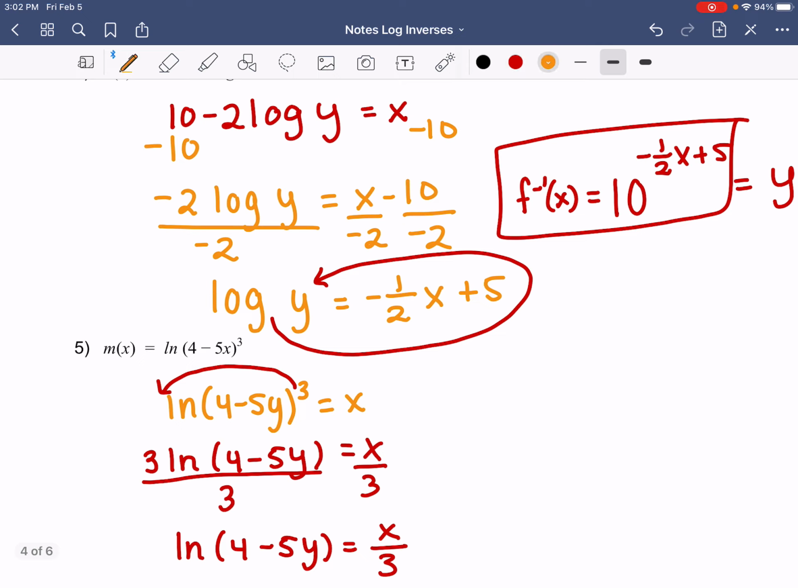So I'm going to switch this now. This is in log form. So when we switch it, it's going to become exponential. The log base is where we start. There's nothing there, but it's an e. So we do e to the power of what's here equals this. So e to the power of x over 3 equals 4 minus 5y. Now we just have to solve for y before we can have our final answer.